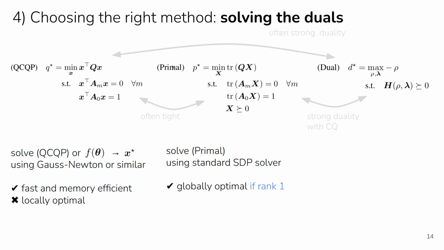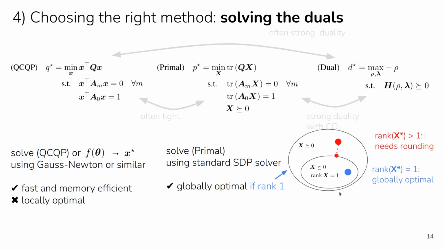What you could now do, now that we have these relaxations, is you could also say, let's just solve the primal using some standard SDP solver. And then I know that if X has rank 1, it's going to be globally optimal. And just as a reminder why that's the case, it's because we have really just relaxed the rank constraint here. And if you solve a relaxed problem and then find that the solution actually satisfies your original constraint that you relaxed, then you know that that's also the globally optimal solution of the original problem.